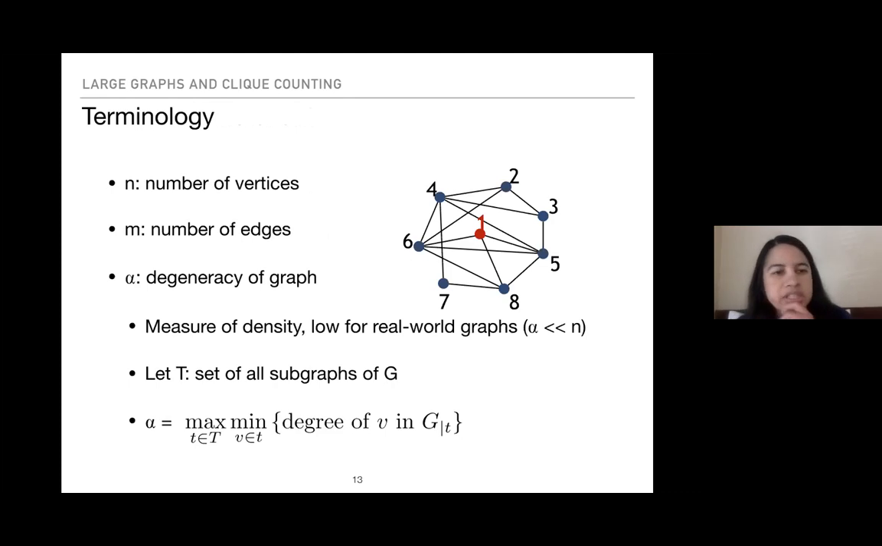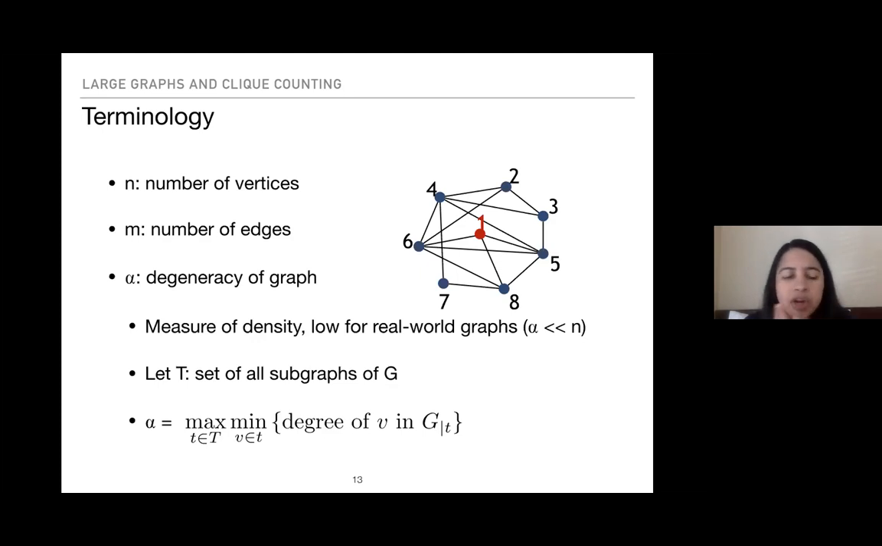To set some terminology, we'll use n for the number of vertices, m for the number of edges. Alpha is the degeneracy of a graph. This is a parameter that shows up in a lot of graph algorithms. We don't need to go into too much detail, but suffice to say that it is a measure of how dense the graph is. And typically for real world graphs, this is usually small. Alpha can take values anywhere between 1 and n minus 1. And even for million node graphs, alpha is usually around 100 for real world graphs.